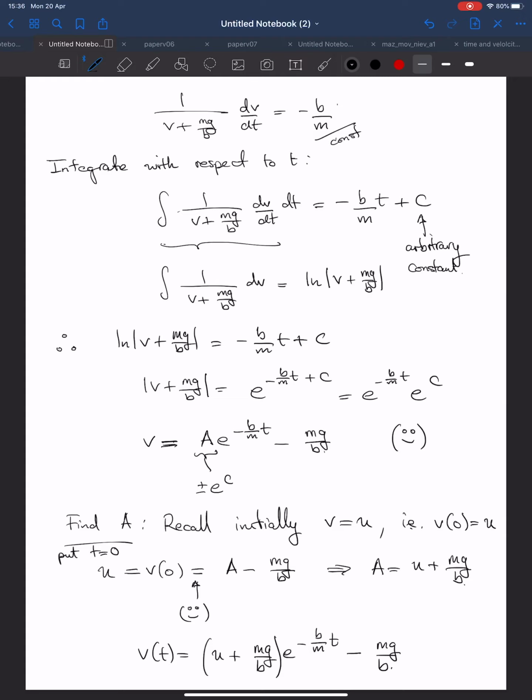Good, so this is the first part, partially done. So with this is the answer to the first part of 1.